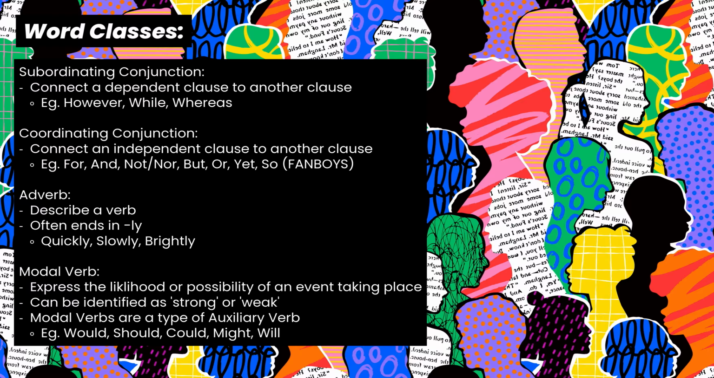Then, lucky last, we have modal verbs. Now, modal verbs are a type of auxiliary verb that express the likelihood or possibility of an event taking place. And if you're looking for an extra metalanguage sprinkle, you might talk about modals as either strong or weak. A strong modal indicates that something is very likely to happen, whereas a weaker modal verb indicates that it's much less likely that this verb is going to happen.